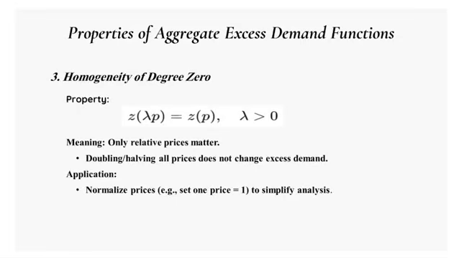And homogeneity of degree zero is the third and last property of the aggregate excess demand function. This property states that the excess demand Z of p is homogeneous of degree zero in prices. If all prices are scaled by a positive number, say lambda, the excess demand remains unchanged. Homogeneity of degree zero means only relative prices matter, nothing else. The economy is unchanged if all prices are doubled or halved. What affects the decision is the price of one good relative to another.